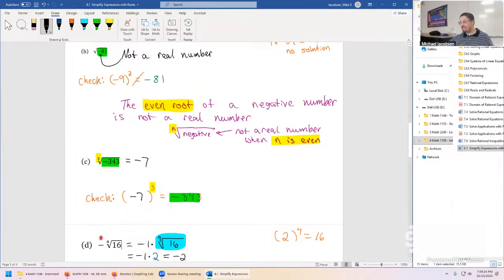So the takeaway in part D is, if the negative is on the outside, it didn't matter that we had an even index at all. The answer to this is just negative times the answer to the root. The fourth root of 16 came out as 2, so the whole answer on this one is a negative 2. So when the index is even and the negative is on the inside, that's when we have the problem of it not being a real number.